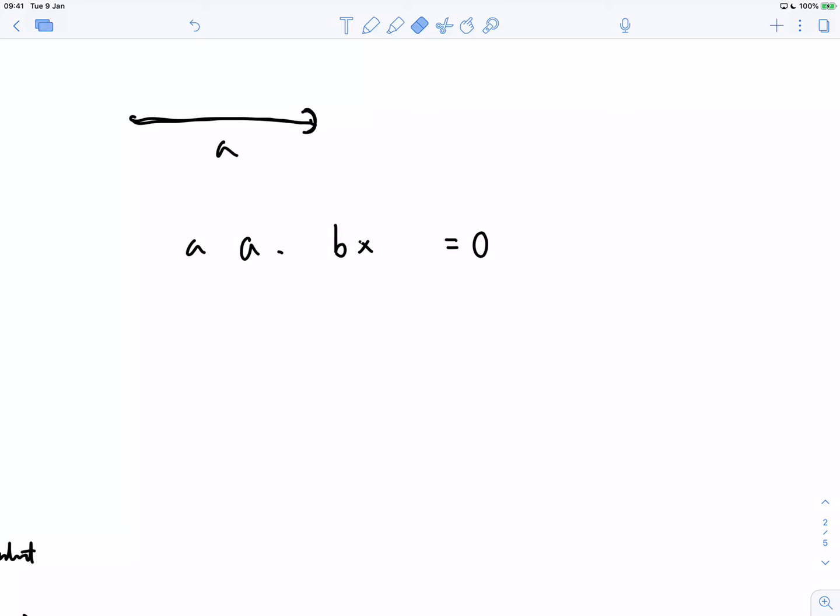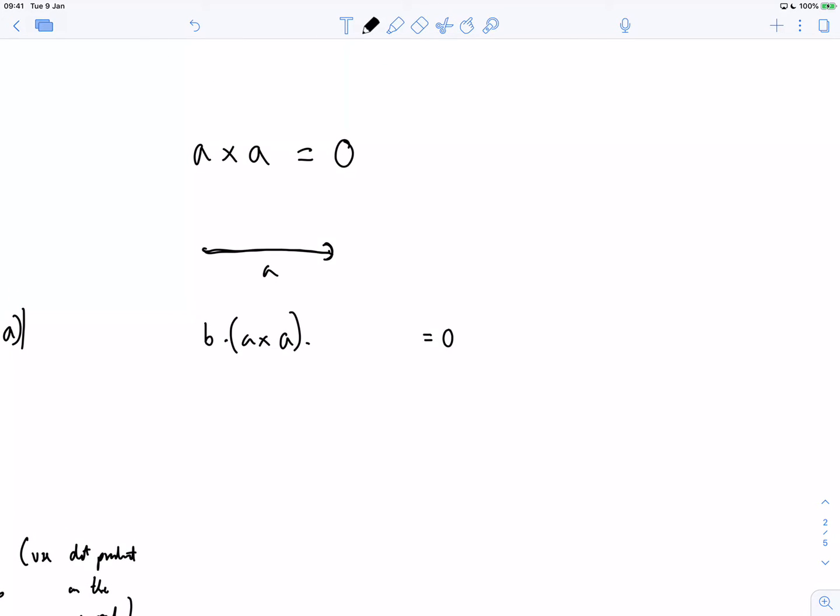And then, well, what could happen then? Then I could move the B to the front like that, and then it becomes B dot A cross A, and then that's still 0 by up there. So just be aware that if you've got a vector dotted with, and then that vector again crossed with something else, this is always going to be 0.